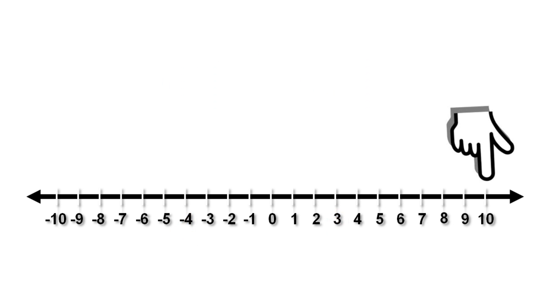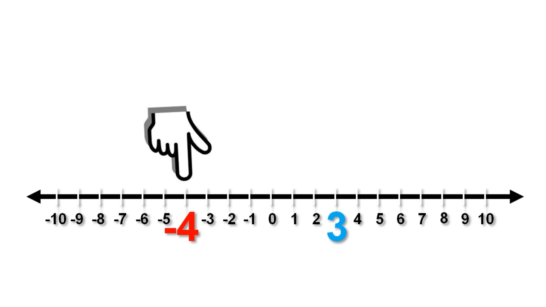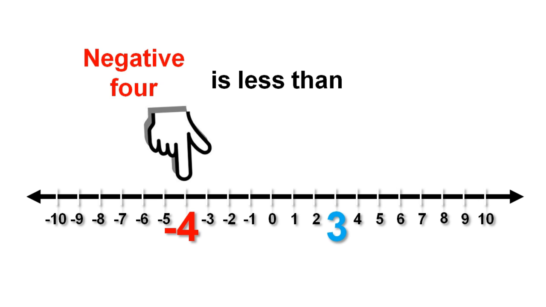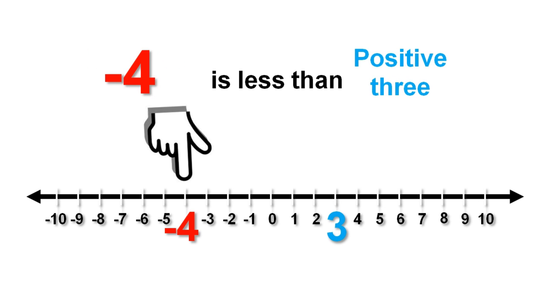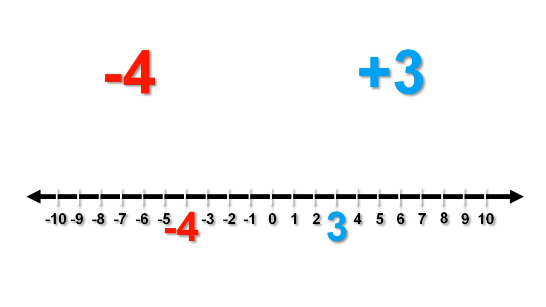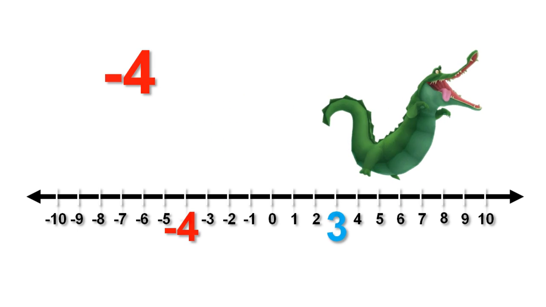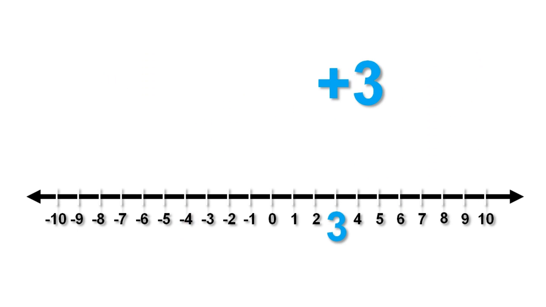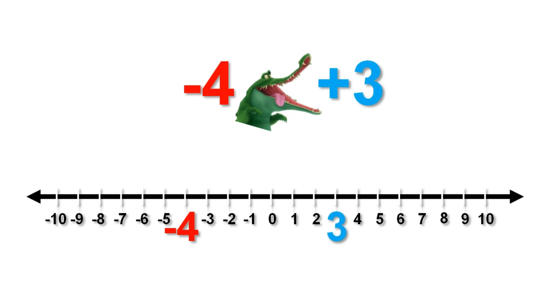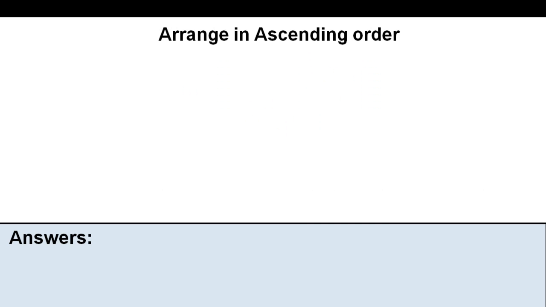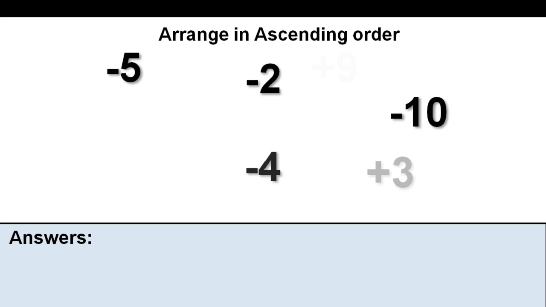Negative 4 is further to the left than positive 3. So we can say that negative 4 is less than positive 3. Our greedy crocodile wants to eat the bigger number, giving us the shape of the symbol we need to use. This says negative 4 is less than positive 3. We can use these inequality signs when we arrange things in order.